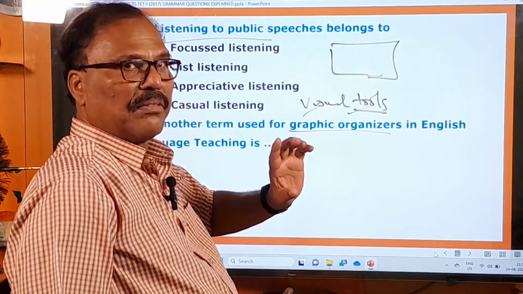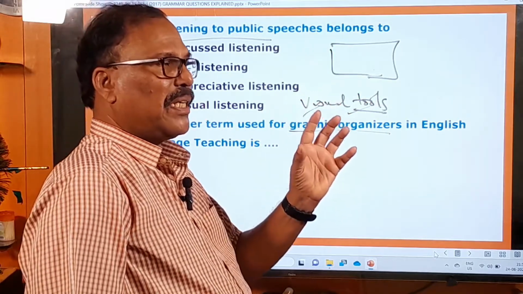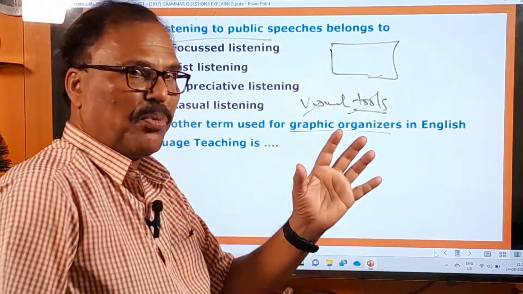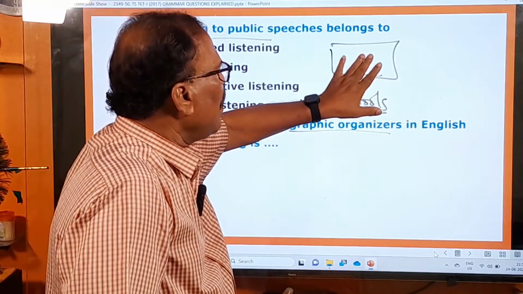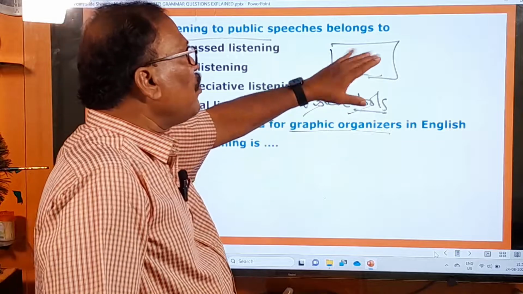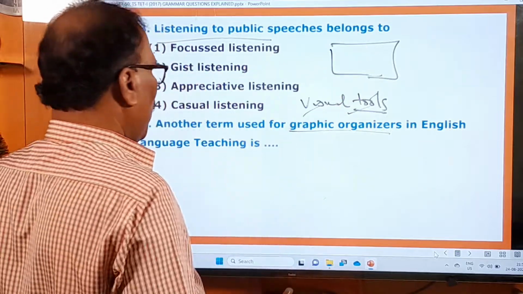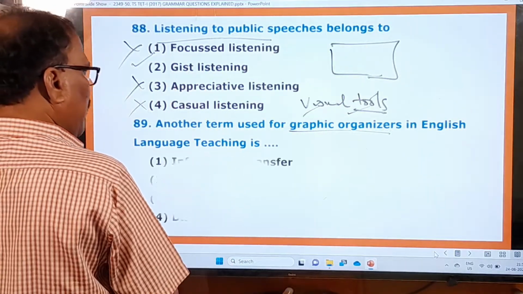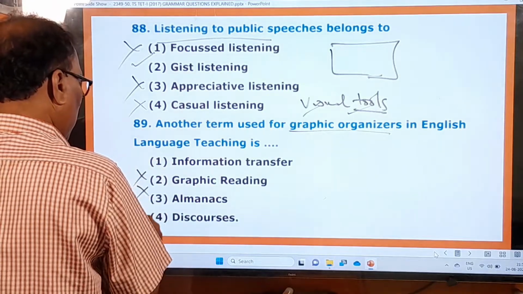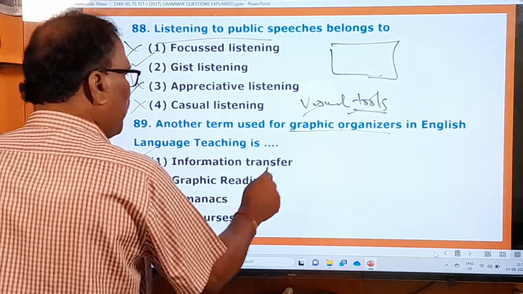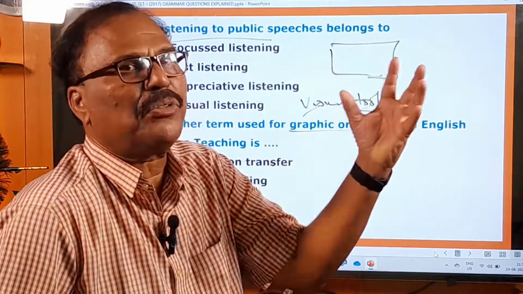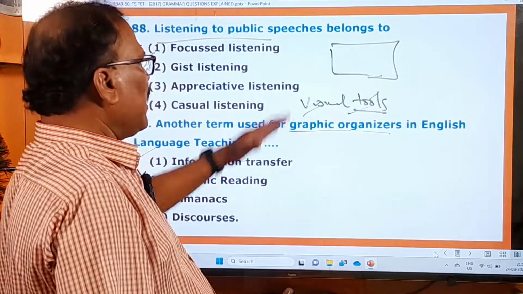You have to understand in which year there is a tremendous progress of the students, in which year there is less progress, more progress, average progress. So there is some picture given here. You have to read the picture, these visual tools. In language teaching, what happens? Graphic reading is not correct, almanac not correct, discourse is not correct. It is information transfer. So from this picture, information you gather, you extract. You get information from this.